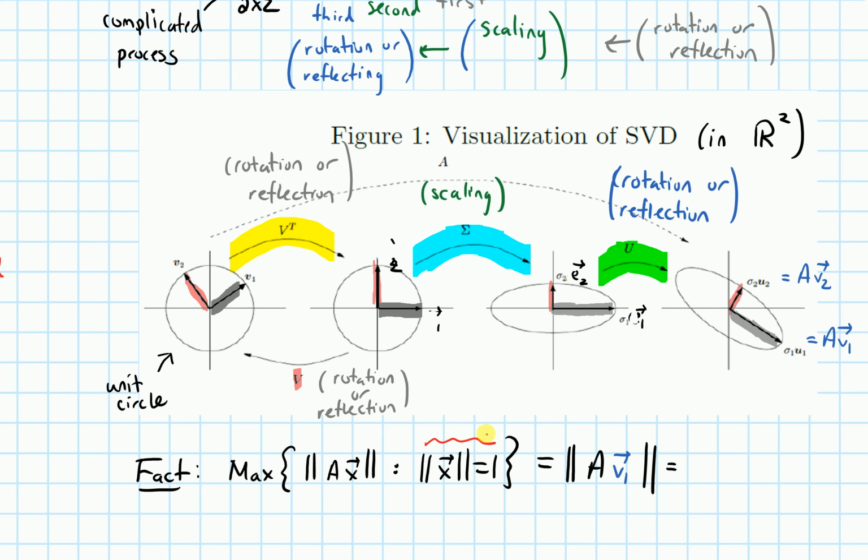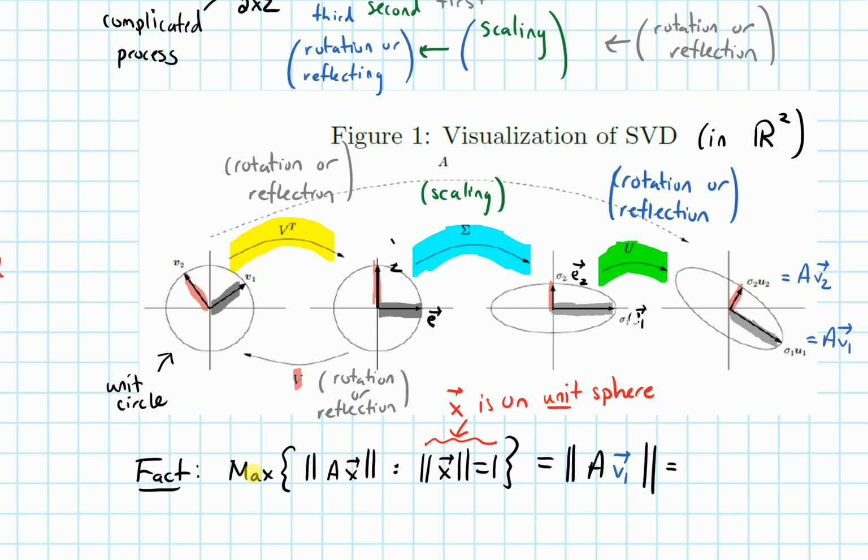So this is saying that x has a length of 1, so it's on the unit sphere. So if we were talking about R2, this would be the unit circle. If it was R3, it would be the unit sphere. If it was a higher dimensional thing, I'm still going to be referring to that as a unit sphere. So that's what I mean when I say the length of x is 1.